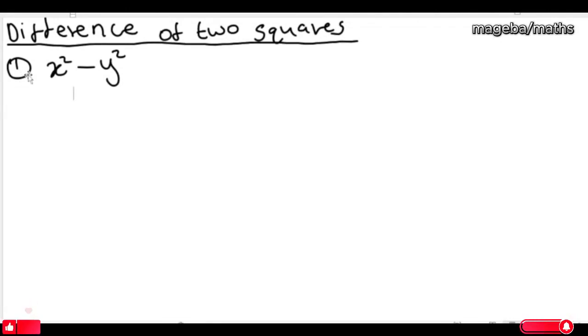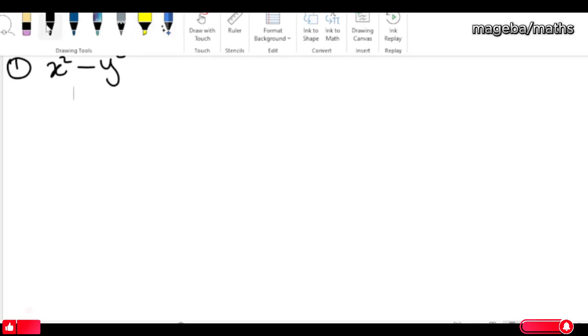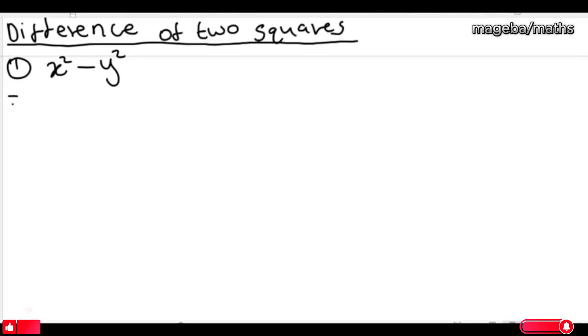Good people, today we will be doing the difference of two squares. We'll be factorizing the difference of two squares. This is one of the easiest derivations you can get. We have x squared. What is the difference?